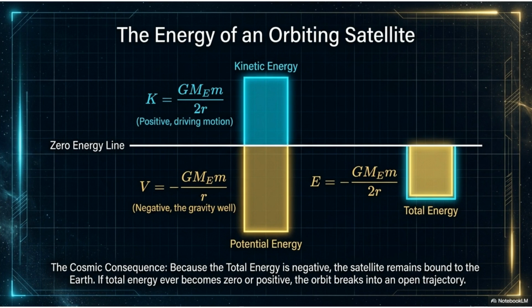Because its total energy remains negative, the satellite stays bound to the Earth. If that total energy were to reach zero or higher, the orbit would break.